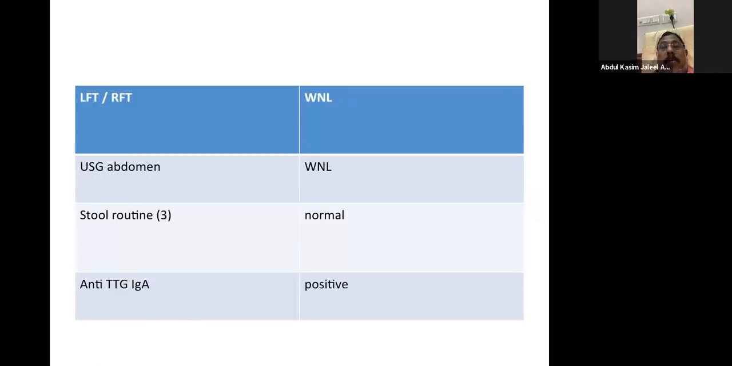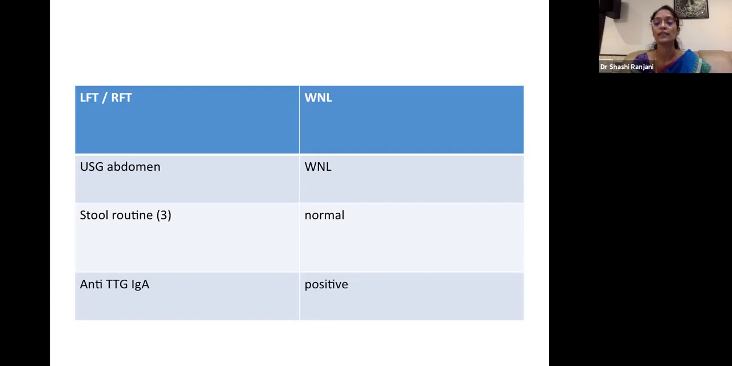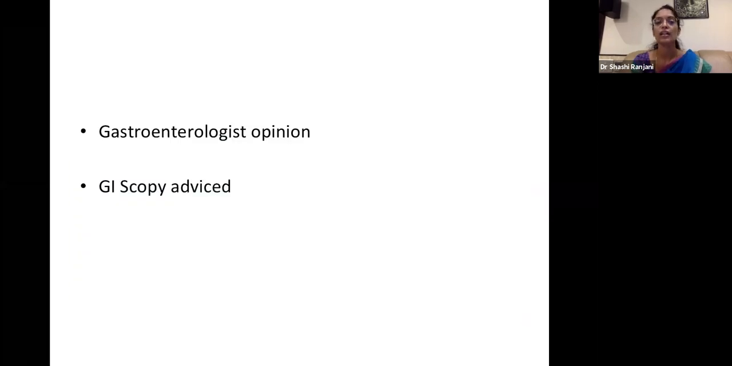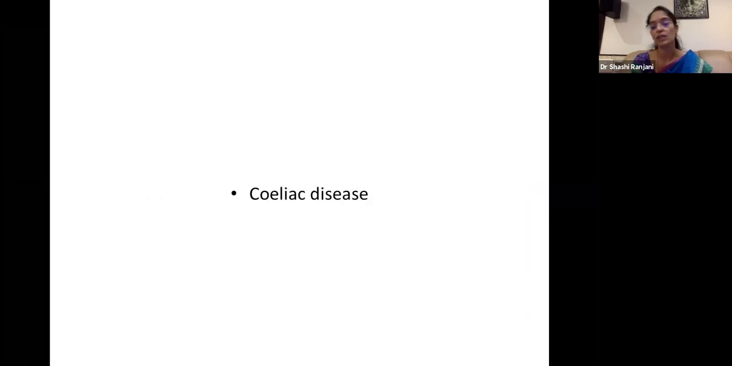So we also investigated him to see if he's losing blood somewhere. And we also did the anti-TTG IgA for celiac disease, and this was positive. So this is a child who has iron deficiency, yes, but this is a secondary cause of iron deficiency, and this child actually had celiac disease. So we got a gastroenterologist opinion, and a scopy was planned. Ideally, we could do a biopsy, but because the parents were not willing, just based on the antibody level, we diagnosed him as celiac disease.